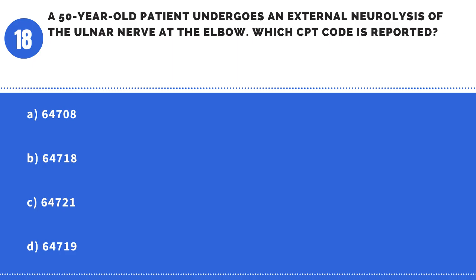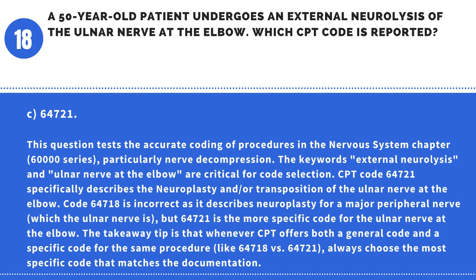Question 18. A 50-year-old patient undergoes an external neurolysis of the ulnar nerve at the elbow. Which CPT code is reported? A. 64708. B. 64718. C. 64721. D. 64719. Answer. C. 64721. This question tests the accurate coding of procedures in the nervous system chapter, 60,000 series, particularly nerve decompression.